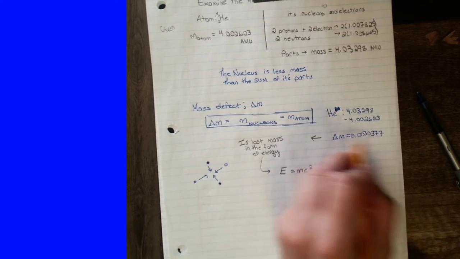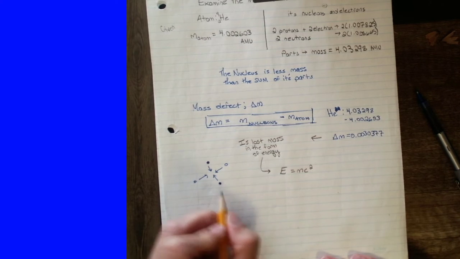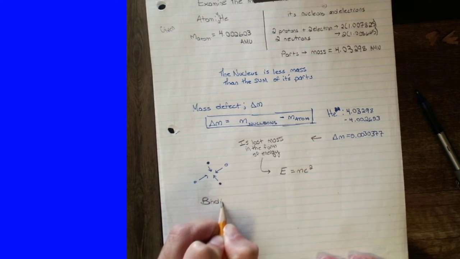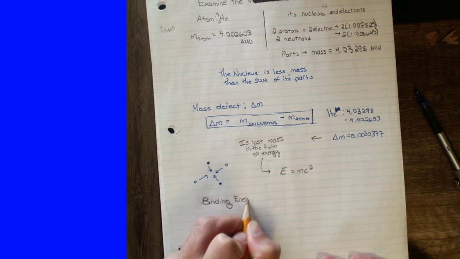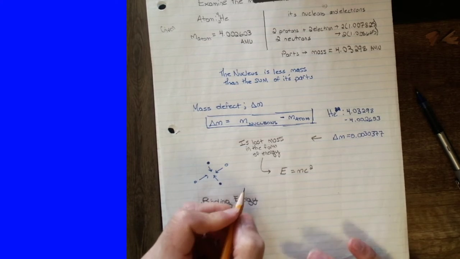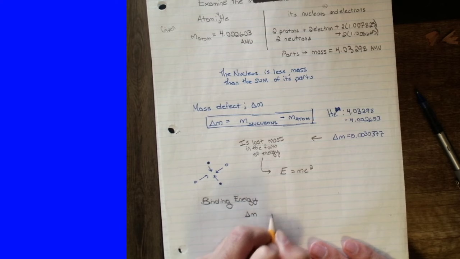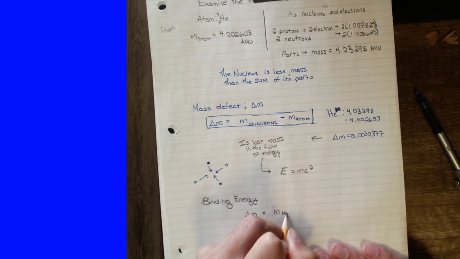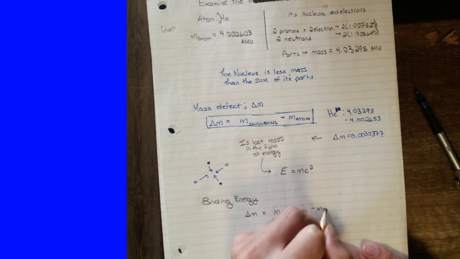First off, if we start to think about this as energy, it's known as the binding energy, referred to as the energy that binds the nucleus together. Okay, so normally we have this delta M is equal to the mass of the nucleons minus the mass of the atom.